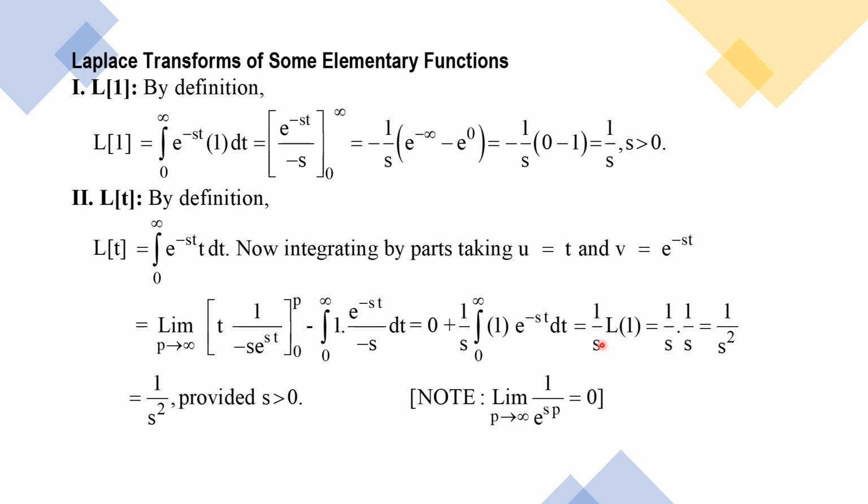So by definition, in place of this integral from 0 to infinity of 1 times e power minus st dt, we write Laplace of 1. And what is Laplace of 1? 1 over s. So 1 over s square is the Laplace of t. Here you can note that the limit p to infinity of 1 over e power sp is 0, because when we apply the limit, 1 over e power infinity is 1 over infinity, which is 0.